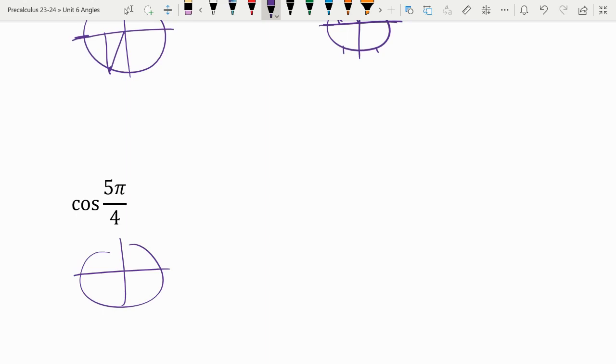Where is 5 pi over 4 going to be located? Quadrant 3. 1, 2, 3, 4, 5 pi over 4. And that's a 45, 45, 90. What is the cosine? Negative.